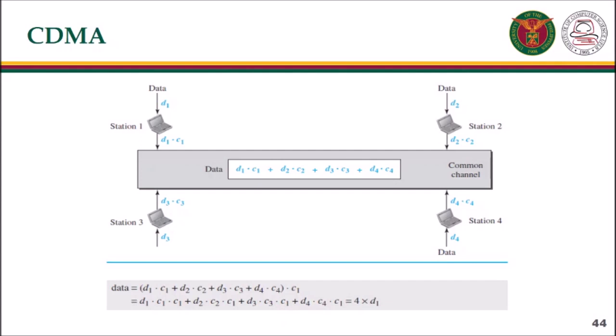For example, suppose stations 1 and 2 are talking to each other. Station 2 wants to hear what station 1 is saying. It multiplies the data on the channel by C sub 1, the code of station 1. Because C sub 1 times C sub 1 is 4, but C sub 2 times C sub 1, C sub 3 times C sub 1, and C sub 4 times C sub 1 are all zeros, station 2 divides the result by 4 to get the data from station 1.